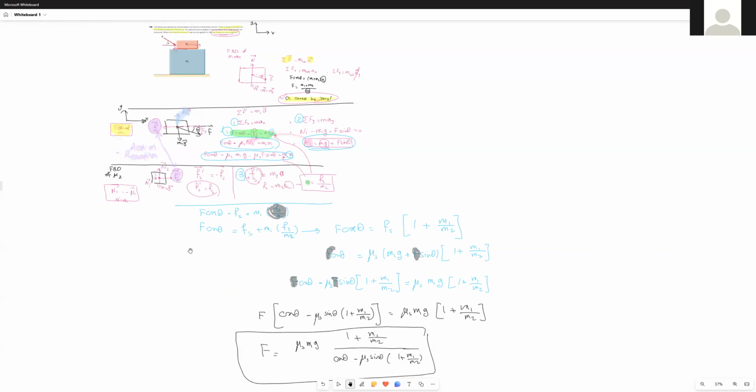The question wants only the algebraic expression for it. If values are given, you can add the next step to this problem. If values are given for m1 and m2, you plug in the values for theta and mu.